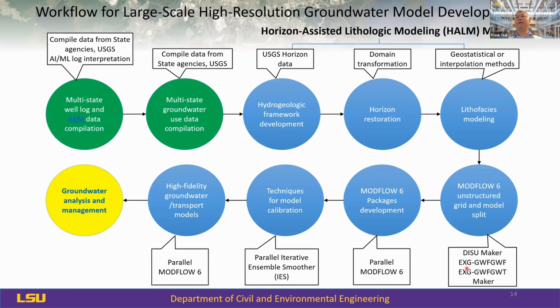And we also have an exchange maker to develop exchange packages for information exchange between submodels. Then we use MODFLOW. Once we have several submodels, we do the parallel MODFLOW computation in the supercomputer. And also in the supercomputer, we have a technique called parallel iterative ensemble smoother, IES, which is very popular nowadays in USGS and other areas for large scale model calibration. And finally, once we do all the calibration, we have parallel MODFLOW 6, and we can do groundwater analysis and management.